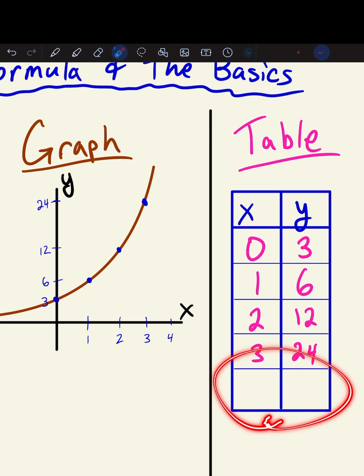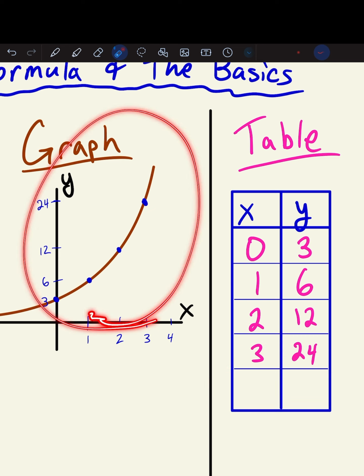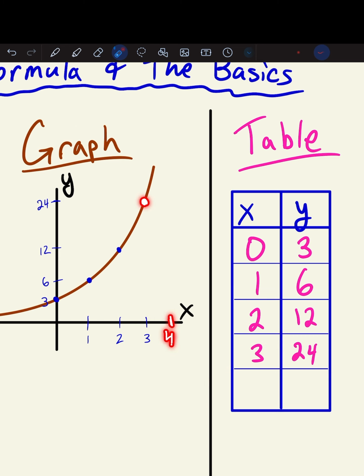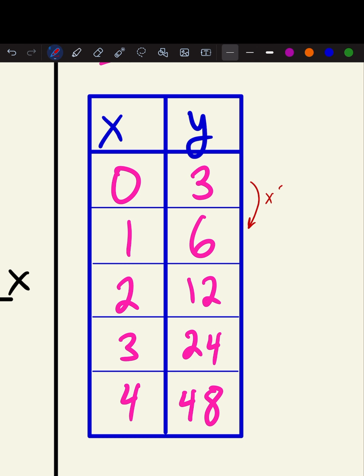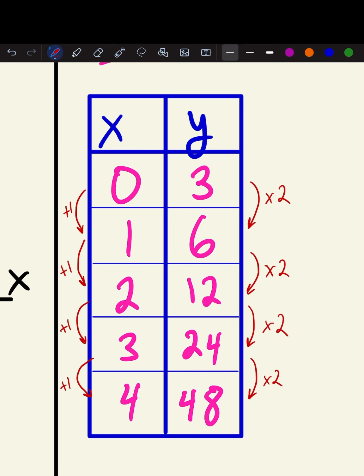Notice we still have a blank spot for our fourth value of x, but it doesn't show up on this graph. If we were to move one more x over from our 3 to our 4, our graph would continue upward, and we would just need to multiply the previous point by 2. So every time our x increases by 1, our y multiplies by 2, and 24 times 2 would give us 48. So technically that point would be somewhere way up there. So when you're looking at a table, the biggest thing to recognize for exponential functions is that as your x increases by the same amount, your y's will multiply or divide by the same amount each time.